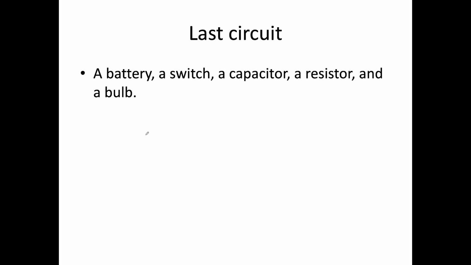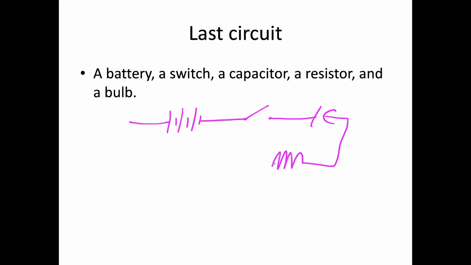And in the last circuit, we've got a battery, a multi-cell battery, and we've got a switch, a capacitor, a resistor, and a bulb. And we'll come back to the end. There we go. So this is how we draw circuits, and we're going to do more of this later, especially with figuring out resistors and Ohm's law with the resistors.